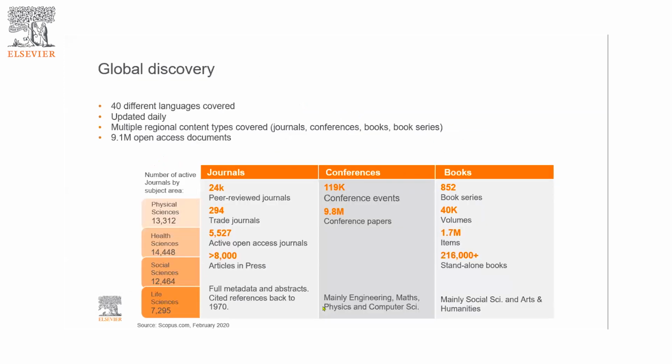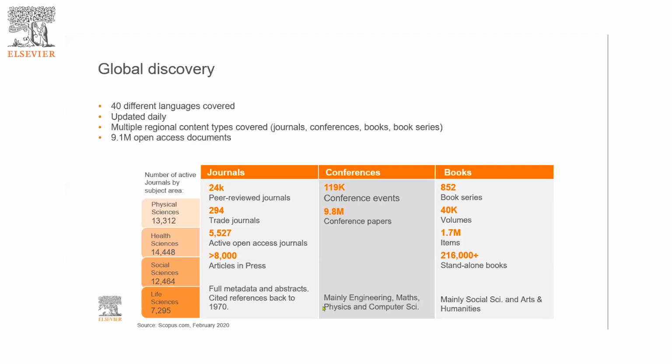So it is also very comprehensive in the sense that it covers a various number of languages, more than 40 languages. It is very current, it is updated on a daily basis, and it covers multiple types of material, so journals, conferences, books and book series. And it doesn't make any distinction between subscription material and open access material. So at the moment, there are more than 9 million open access documents within Scopus.